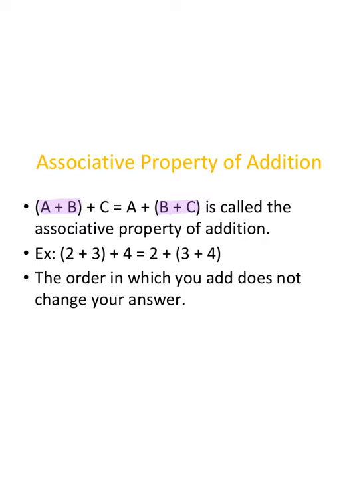So an example with numbers is 2 plus 3 plus 4. The 2 and the 3 are associating together inside of parentheses, equals 2 plus 3 plus 4. But this time, the 3 and the 4 are associating together. The important thing to remember is the order in which you add does not change your answer. So it doesn't matter which numbers are associating with each other, you're going to get to the same answer.